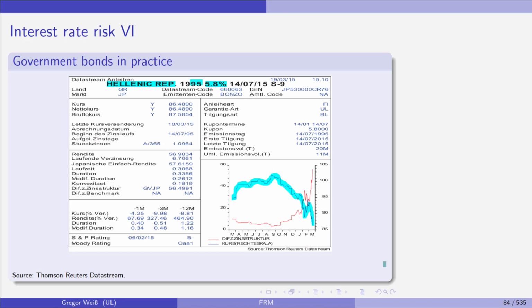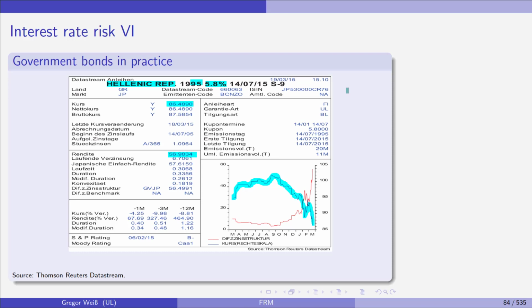Actually, let me just see, where is the quote? I think, oh no, I think it went down to 86, yes. Interestingly, if you now calculate the return, it's almost 57%. 57% for this bond. I think this was in 2015.